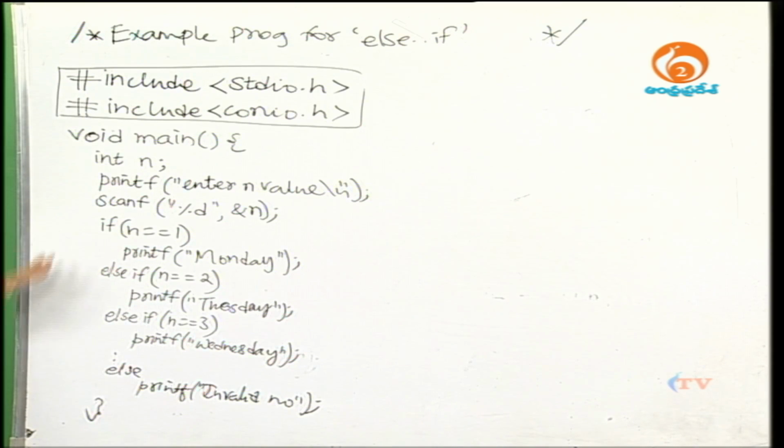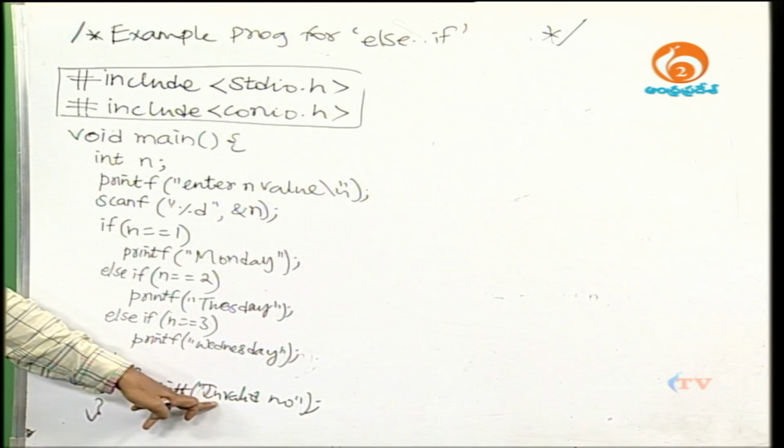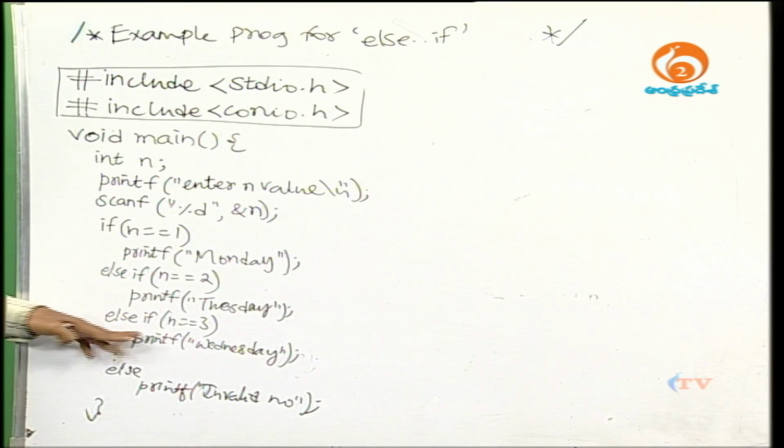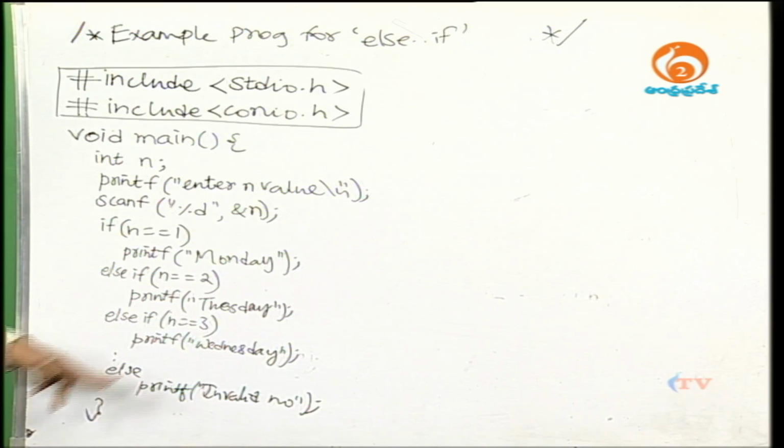This program now I want to check. Based on the number, the weekday has to be displayed. For example, if I enter 1 it displays Monday, if I enter 2 it displays Tuesday, if I enter 9 it displays invalid number, if I enter 7 it displays invalid number. Okay. Only up to 3 I am writing. Other than 3, if you enter anything, it displays invalid number.